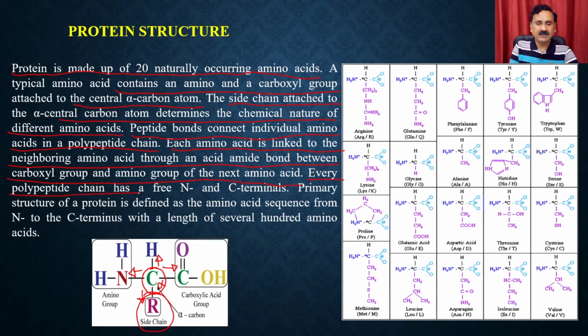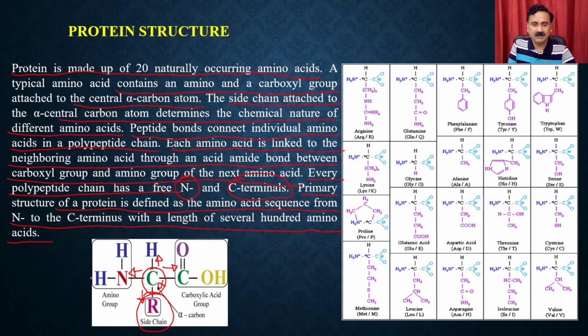Every polypeptide chain has a free amino group and a free C-terminal group, right? That's why the primary structure of a protein is defined as the amino acid sequence from the N to the C terminals, with a length of several hundred amino acids. These are the 20 different amino acids we have already discussed in the previous lectures. So the primary structure is defined as the amino acid sequence from the N terminus to the C terminus.